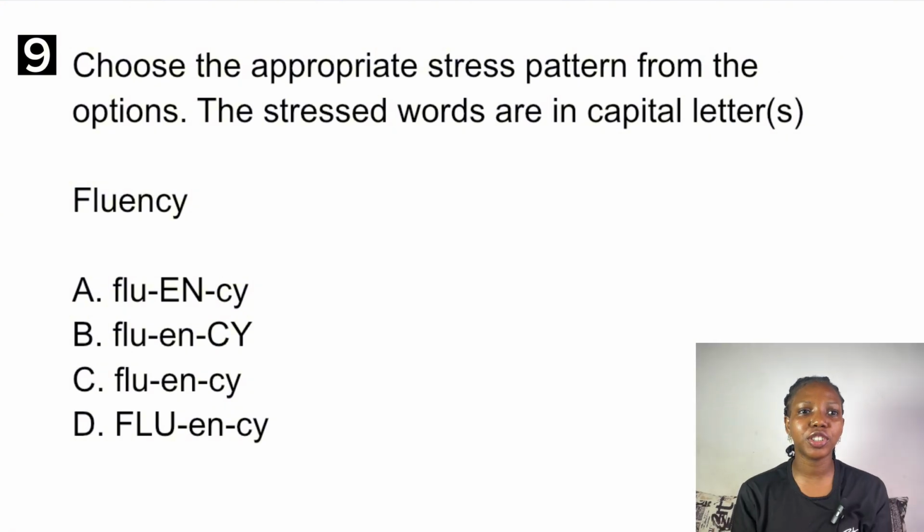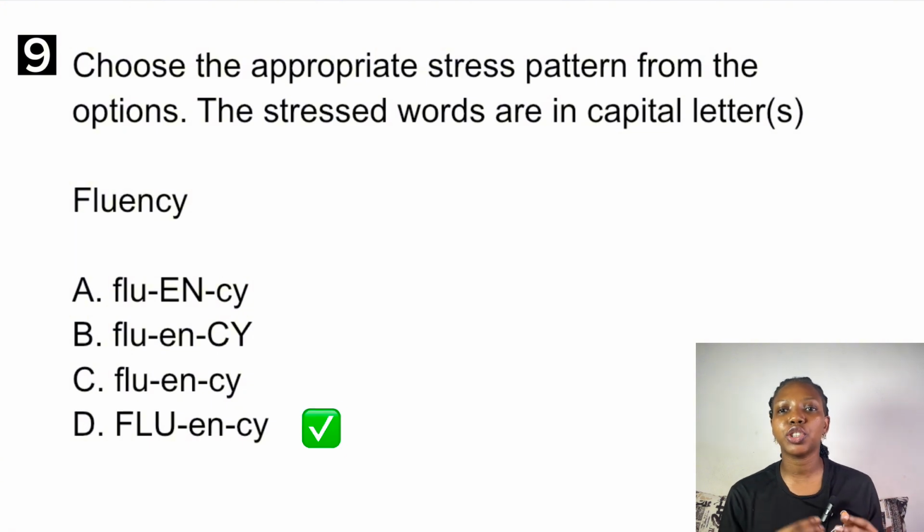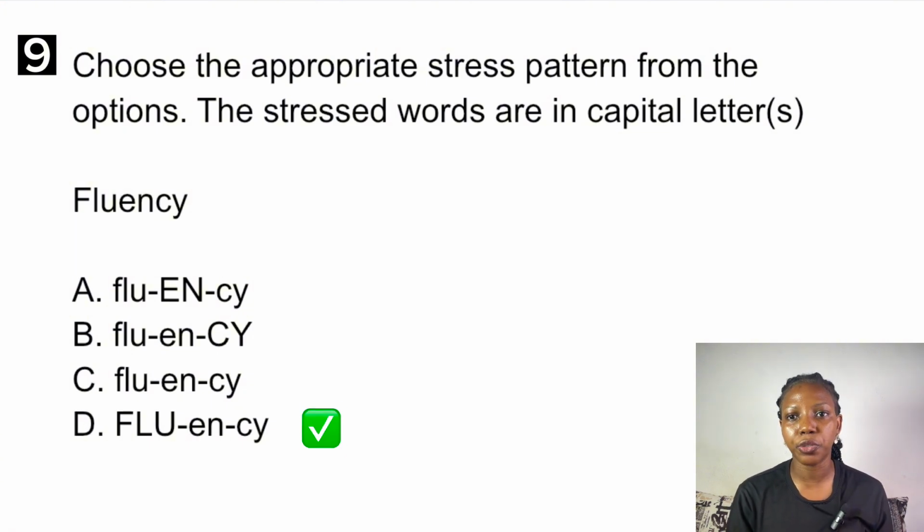Question 9. Choose the appropriate stress pattern from the options. The stressed words are in capital letters. So the word is fluency, and we have option A, B, C, and D. Option D is the final answer to this question because fluency is stressed at the beginning of the word. The first syllable is stressed in the word fluency. So option D is the final answer to this question.